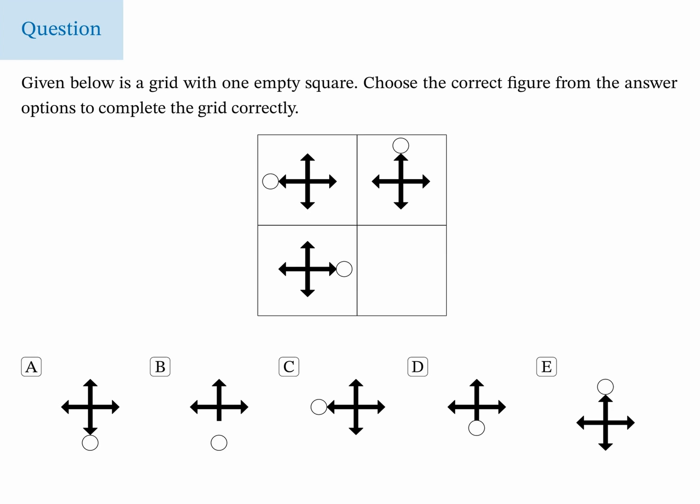We'll start by looking at an example question. So I'm just going to get that up now. Here is an example question. Now, because we're seeing a complete the grid question for the very first time, I will read out the question and then I'll leave some time for you to all have a go at it. So, what this question says is, given below is a grid with one empty square. Choose the correct figure from the answer options to complete the grid correctly. And of course, once again, we've got these same answer options, A, B, C, D, and E. And we need to figure out which of them best fits into this missing grid space.